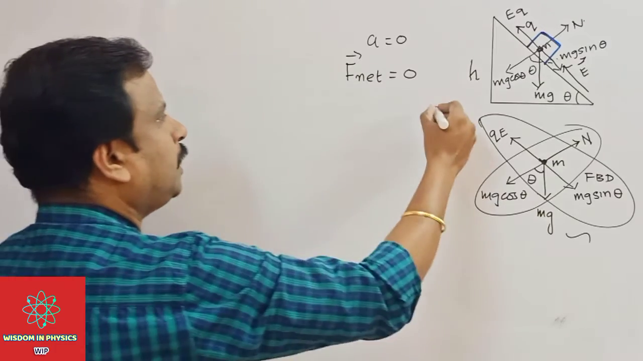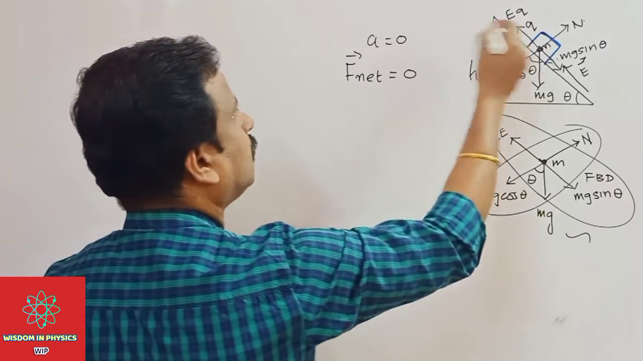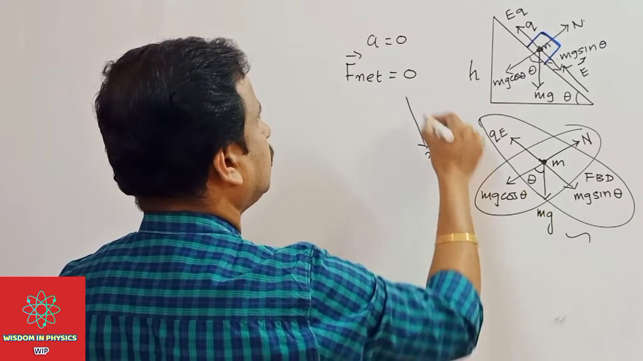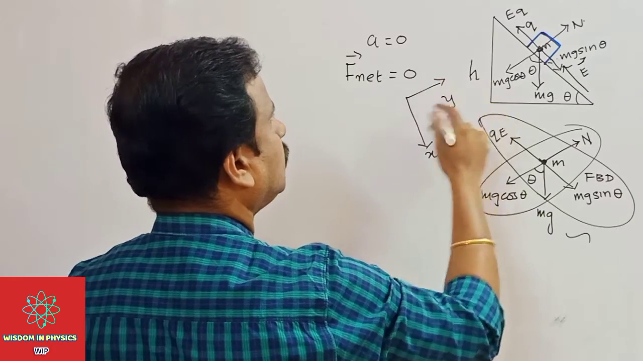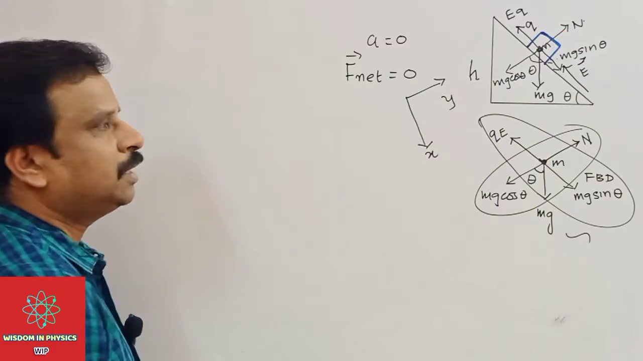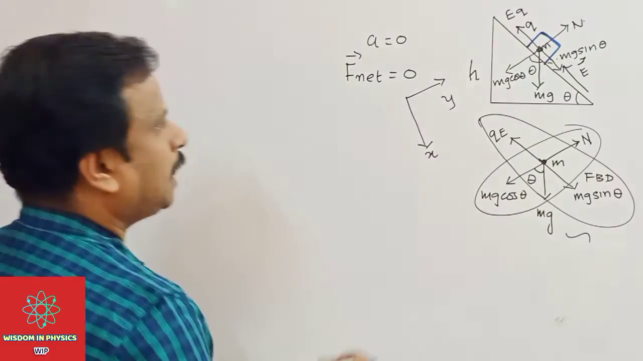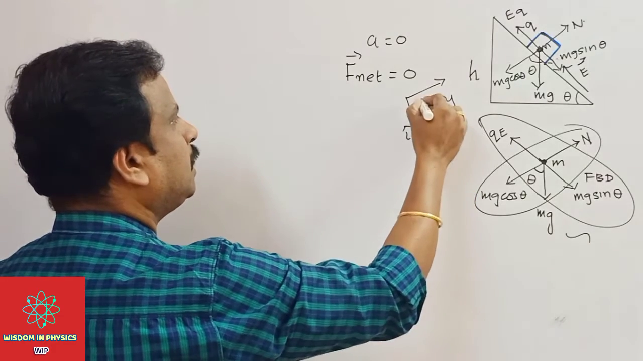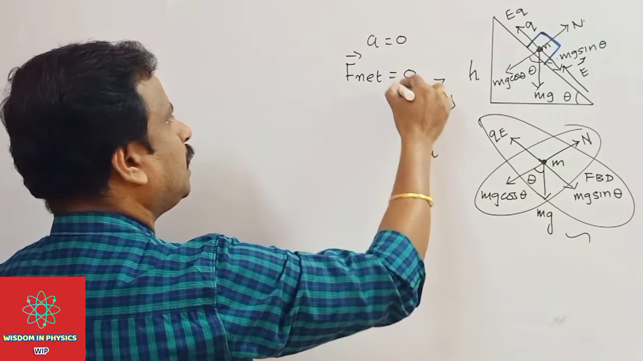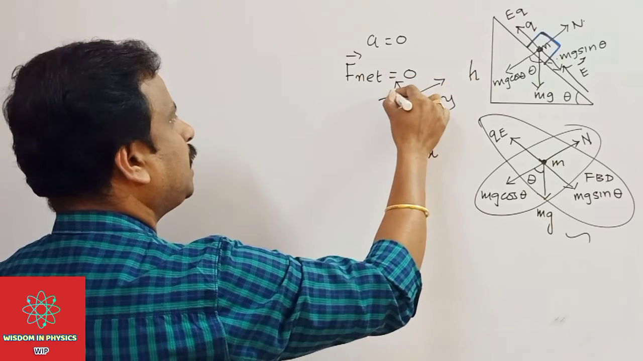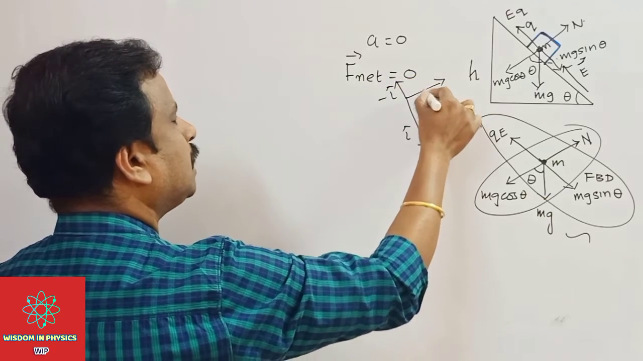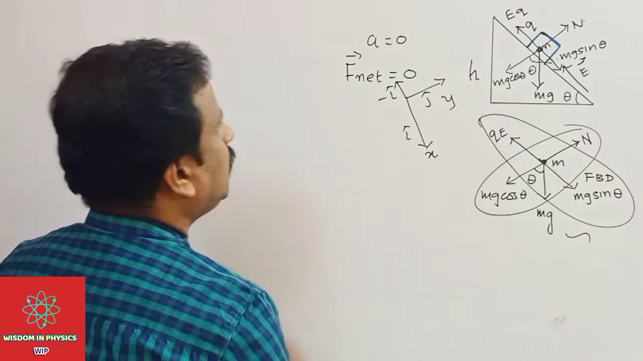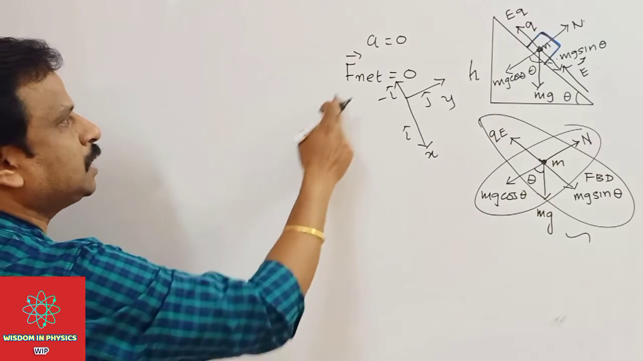So you take an appropriate coordinate system. This is the x-axis, this is the y-axis, right? Here we have the positive x-axis, the unit vector is i cap, and here we have negative, that is minus i cap, and this is j cap, so no need for this. Now you write down the net force equation. What is the net force equation?